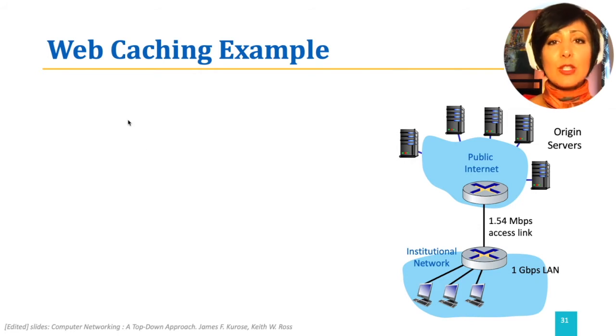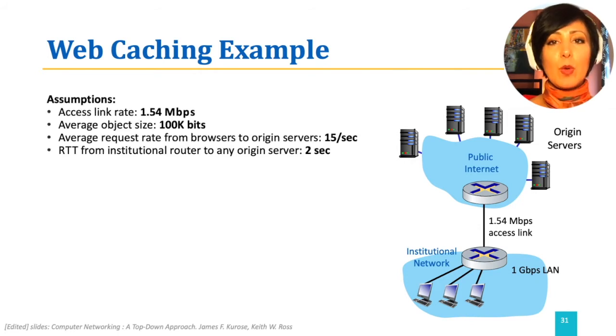Assume we have an institutional network with a line capacity of 1 gigabit per second locally. The edge router of this network is connected to the public internet with one access link with a capacity of 1.54 megabit per second. The average request rate from browsers of the users in this network to origin web servers is 15 requests per second, with an average object size of 100 kilobits. Round-trip time from the institutional router to any origin server is 2 seconds.